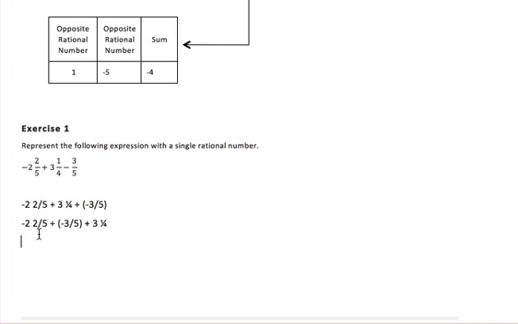If we had -2 2/5 and we added -3/5 to it, that would take us to -3. And still having 3 1/4 to be added to it. Finally, if we add -3 and +3 1/4, that will leave us with only 1/4.